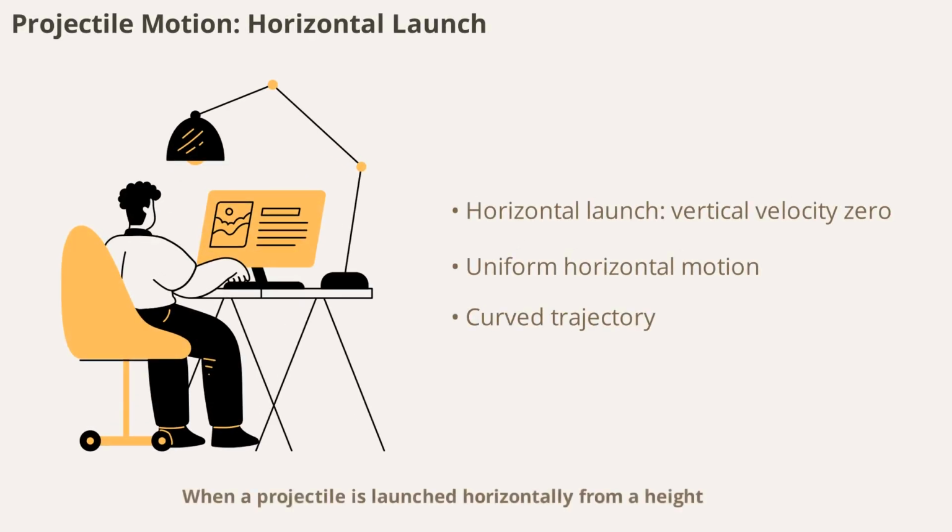When a projectile is launched horizontally from a height, its initial vertical velocity is 0. The horizontal motion is uniform, while the vertical motion is accelerated due to gravity. This scenario helps us understand how different components of motion combine to create a curved trajectory.